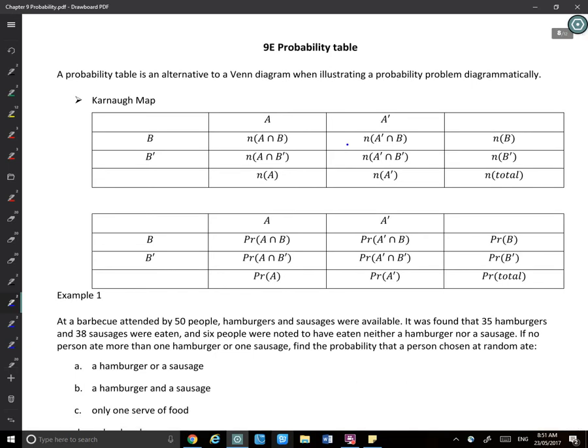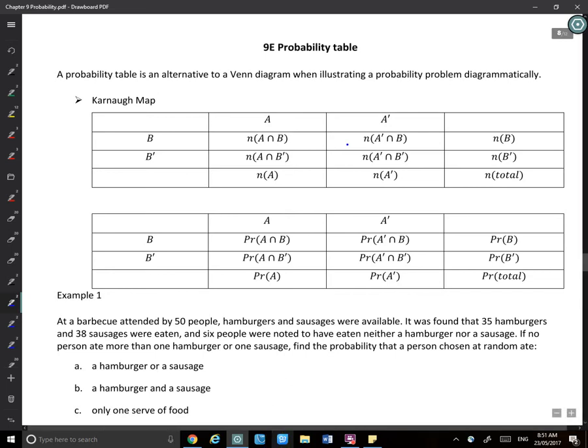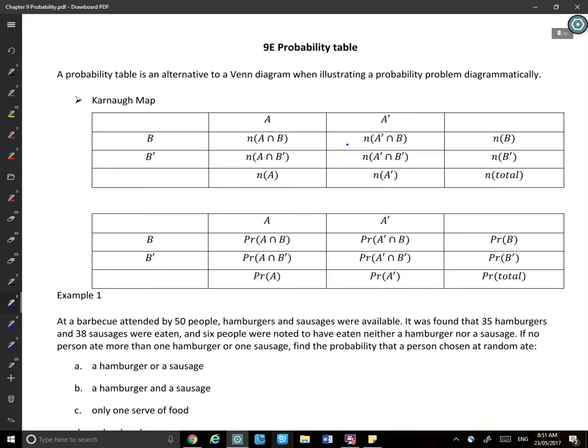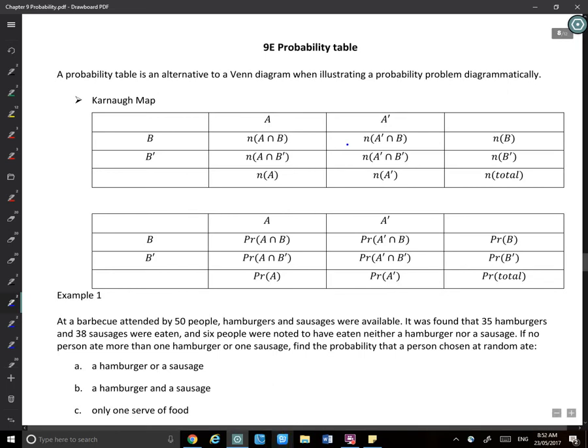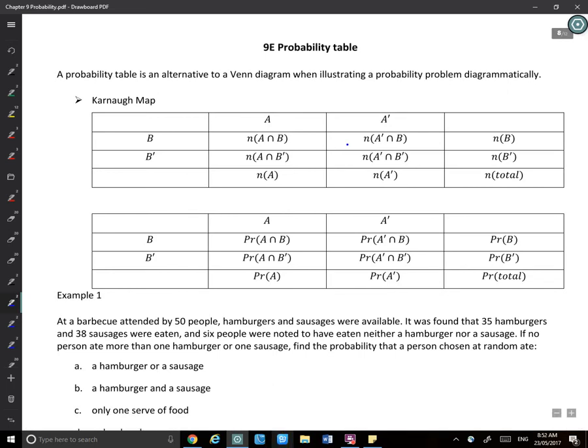A probability table is an alternative to a Venn diagram when illustrating a probability problem. I think this is better than a Venn diagram because it's quite explicit. You can directly calculate all the values. In a Venn diagram, you still need to think about which one belongs to which part and where to put it. Wherever you can use a Venn diagram for a two-event probability, you can use a two-way table as well, so I will encourage using this one more.